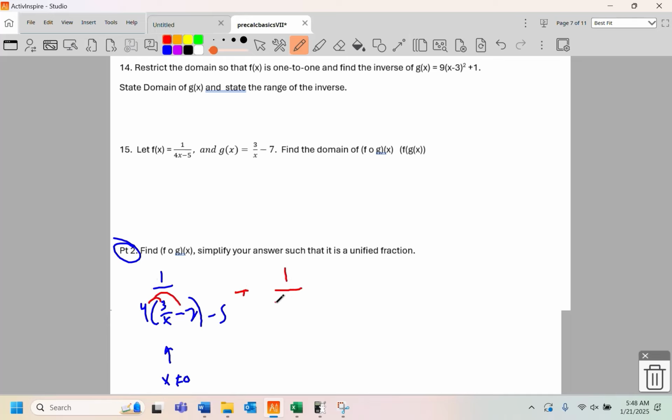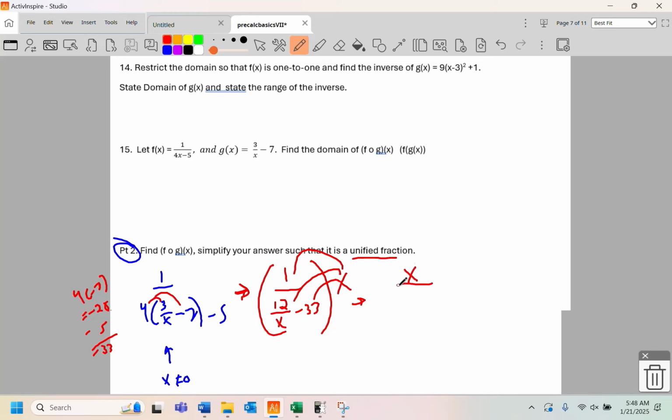1 over 12 over x. 4 times the negative 7 is negative 28. We have to take away this 5. It's negative 33. Minus 33. We're going to clean the fraction up now. Unified fraction. So we're just going to multiply x by everything. It's the LCD method. The denominator is x. We get x over 12 minus 33x.